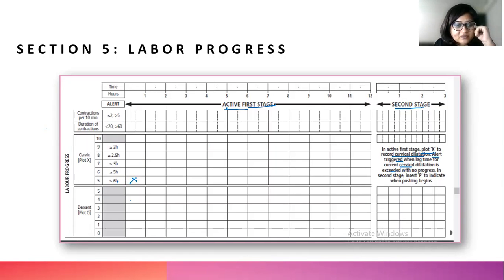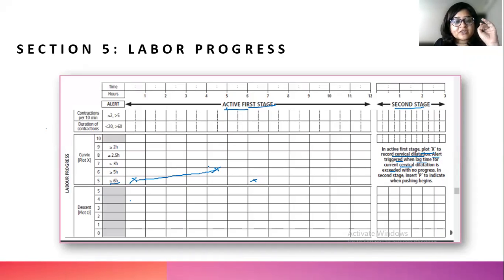So what does this mean? Alert here is written 6 hours. That means if she comes to me at 7 a.m., I can wait till 6 hours, that means till 1 p.m., for her to progress a little bit more. So if she remains at 5 centimeters for 6 hours, only after that do I need to get worried. If she's progressing, suppose after 4 hours I repeat her PV at 11 a.m. and she is now 6 centimeters, so this is all right. But if she remains 6 centimeters after 6 hours, then this is when I need to get alerted.